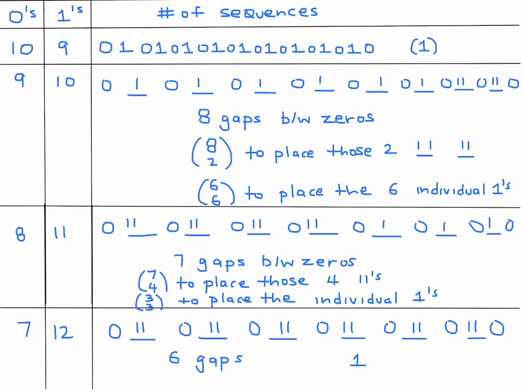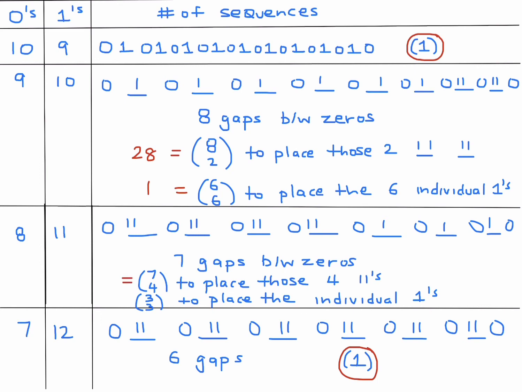Okay, I think we're done. There's only one way of doing that. So now all I have to do is figure out these numbers. Well, this was just 1, and this was just 1. So 8 choose 2, I got to figure that out. And I believe 8 choose 2 is what, 28? 6 choose 6 is just 1. So 28 times 1, which is just 28.